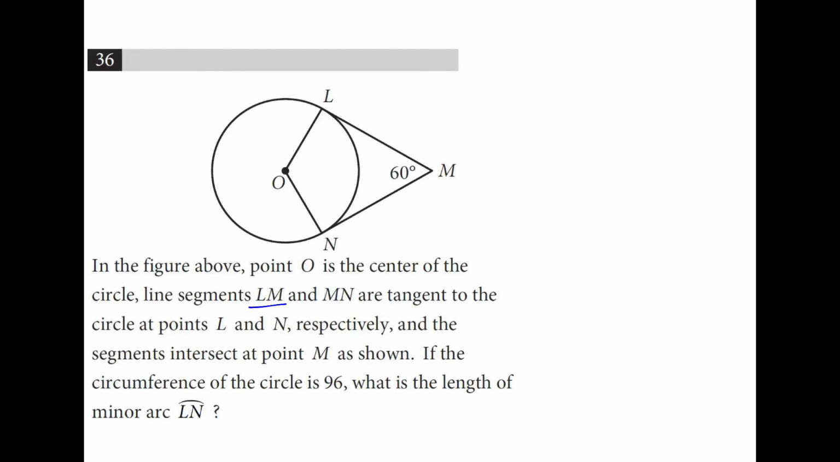Since it says that LM and MN are tangent, that means these are 90-degree angles. So I have 90 plus 90 plus 60. And what's left is 120, because the interior sum is going to be 360. So if the circumference is 96, what is the length of the arc? Well, I have 120 out of 360 times 96, which gives me 32.